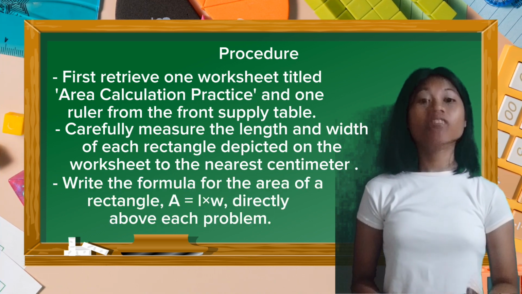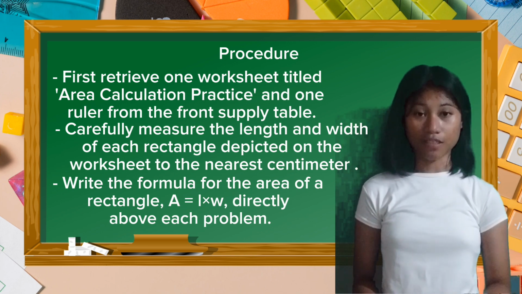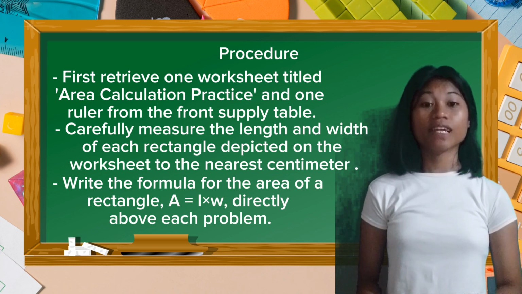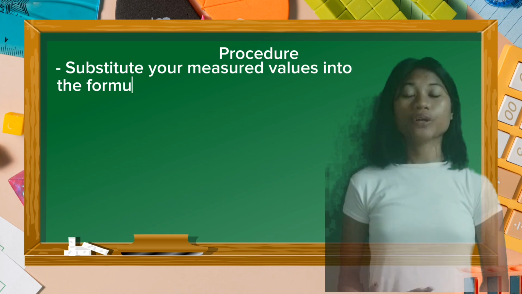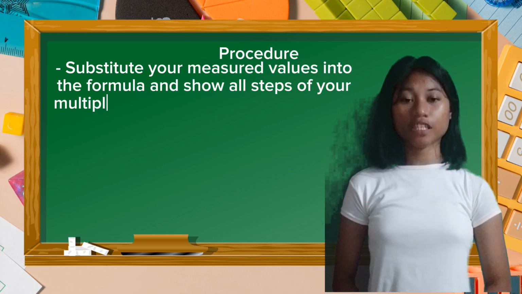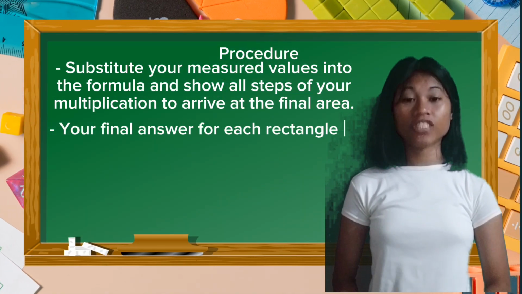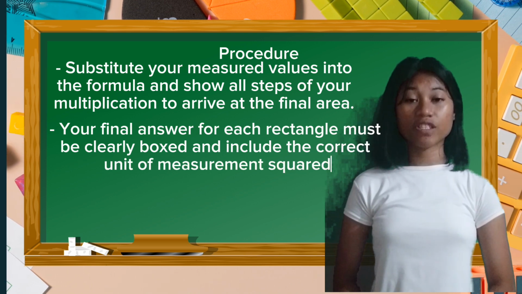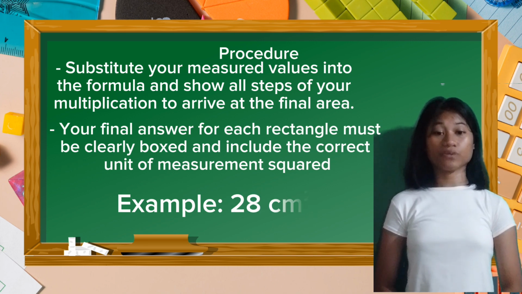After obtaining your measurements, you must write the formula for the area of the rectangle, which is A equals length times width, directly above each problem. Then, substitute your measured values into the formula. Show all steps of your multiplication to arrive at the final area. Your final answer for each rectangle must be clearly boxed and include the correct unit of measurement squared. For example, 28 centimeters squared.